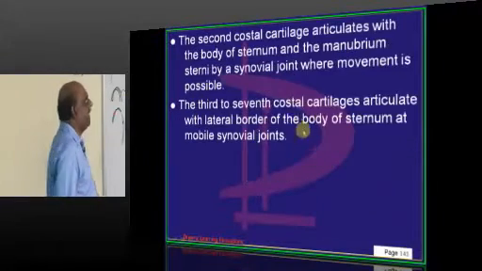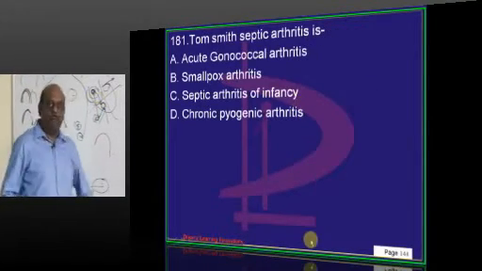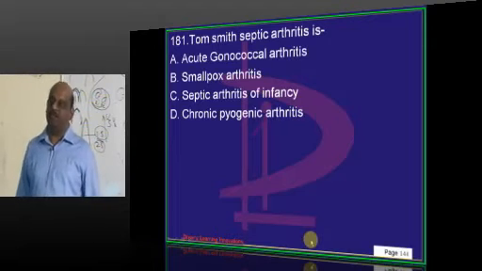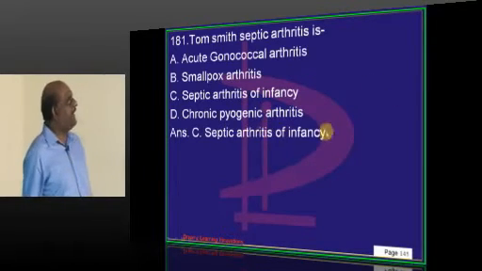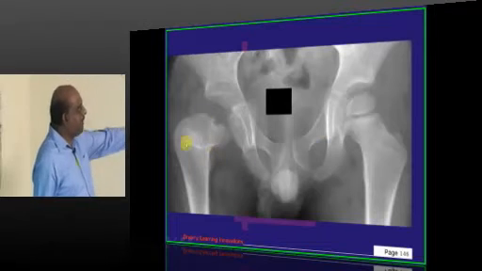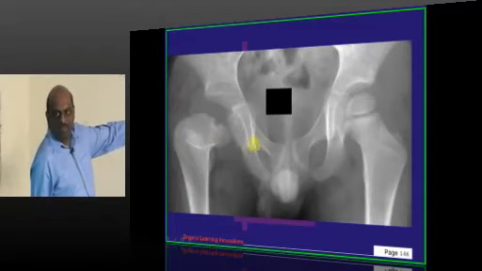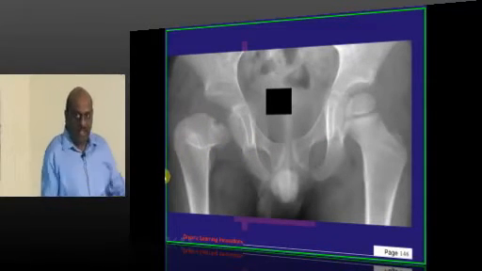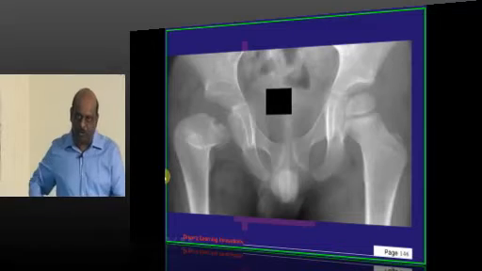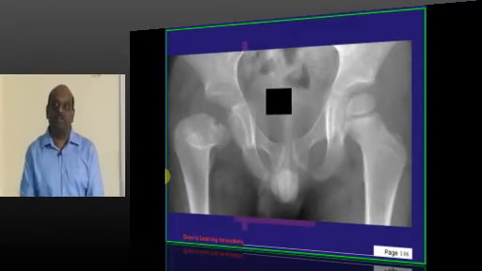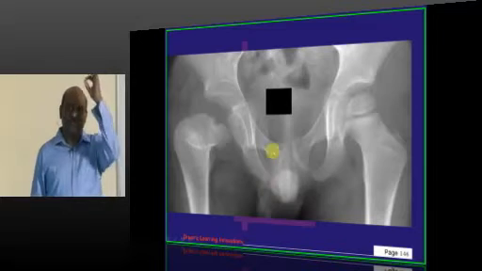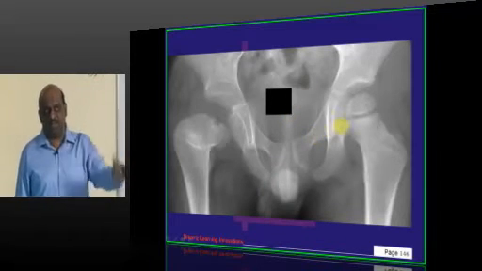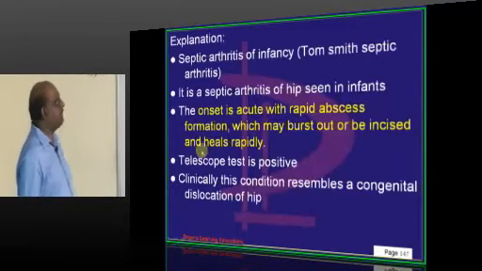for PG medical exam. Tom Smith's septic arthritis, where do you find? Typically in infants, whenever there is any septic arthritis, that will completely destroy the head of the femur and that will get displaced, and it is easy to move, telescopy positive, and often confused with congenital dislocation of hip. That's called Tom Smith's arthritis, a destructive arthritis of the hip in case of infants.